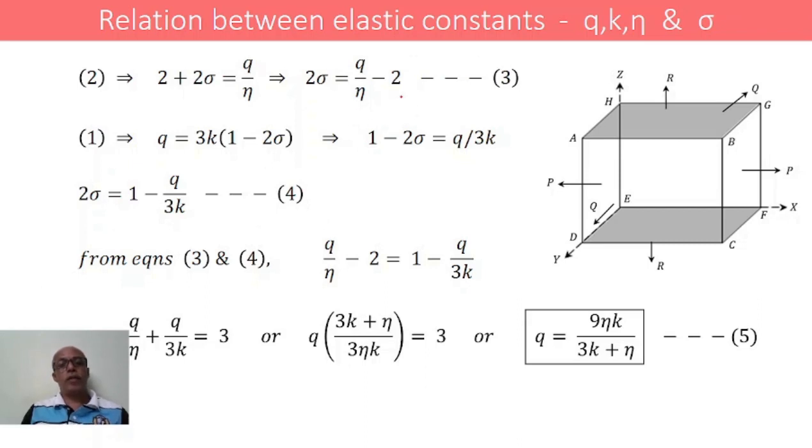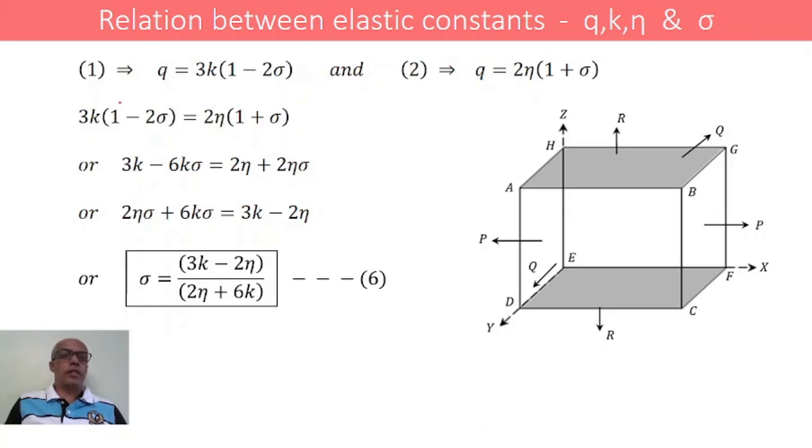Therefore, Q by eta minus 2 equals 1 minus Q by 3K. Or Q by eta plus Q by 3K is equal to 1 plus 2, that is equal to 3. Or Q into (3K plus eta) by 3 eta K is equal to 3, or Q equals 9 eta K divided by 3K plus eta. This is the expression for the Young's modulus.